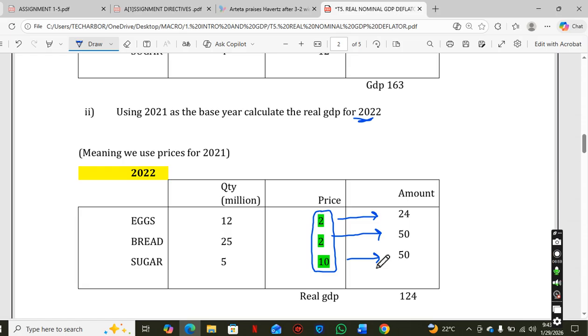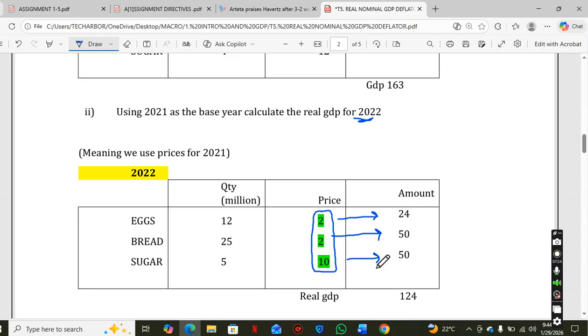Just a clarification, sir. The question said we're using 2021, that's why we've gotten the prices that were used in 2021. But we're using the quantities for 2022? Yes, the quantities will stay the same for the actual years.